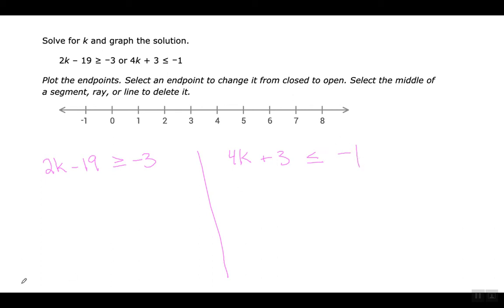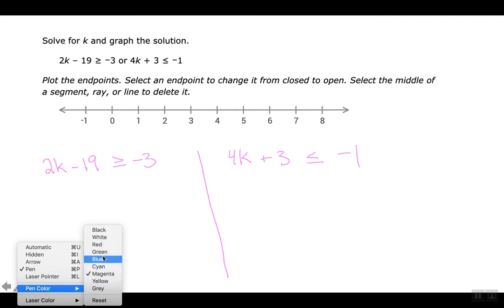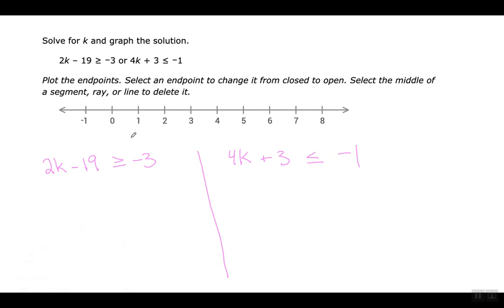So again, the number that's with the variable you move last. The first thing you're going to move is the number that's by itself over here. El número que está con el variable se mueve al final. Lo primero que muevo es 19. So that's going to give you 2k greater than or equal to 16.